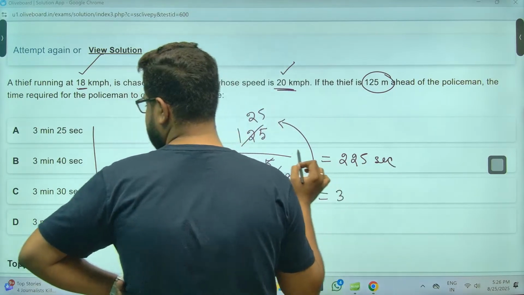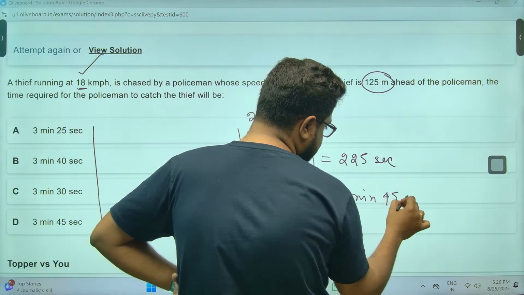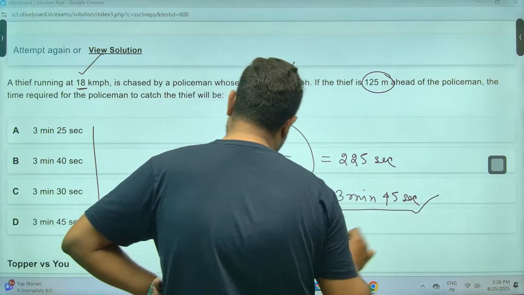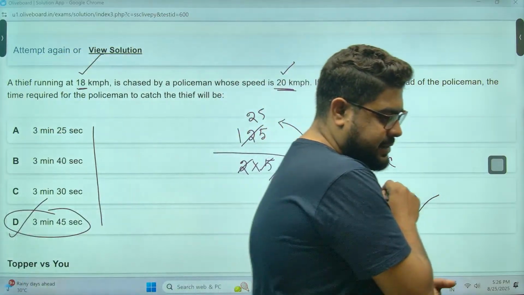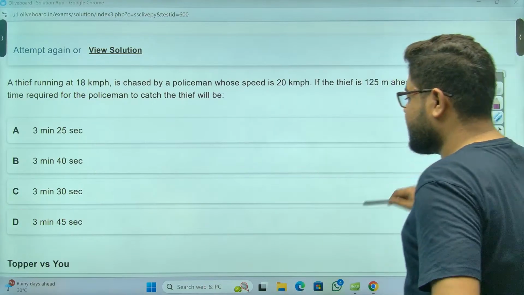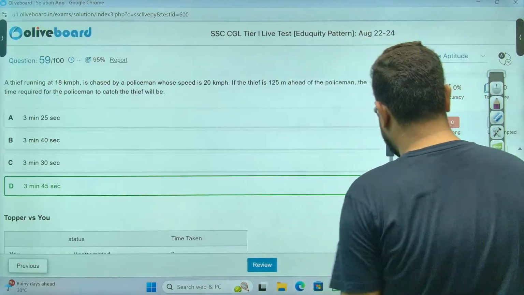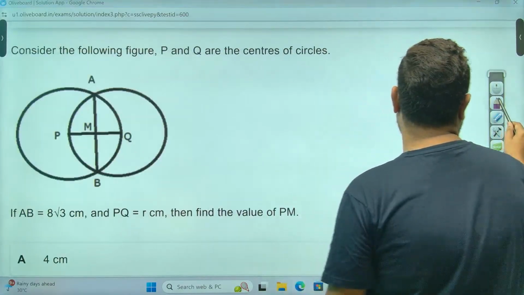3 मिनट, अच्छा 3 मिनट के बाद बहुत सारा कुछ है. 3 minutes 45 seconds. 3 minutes 45 seconds, option D, sir. Option D is the answer, sir. Option D is most definitely your correct answer. Next one, sir.